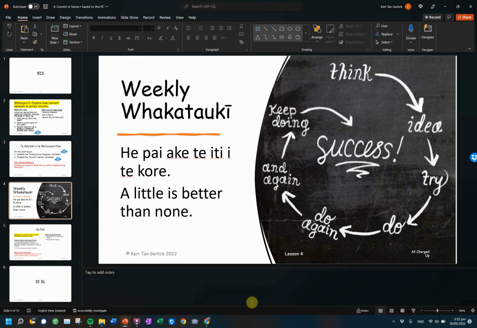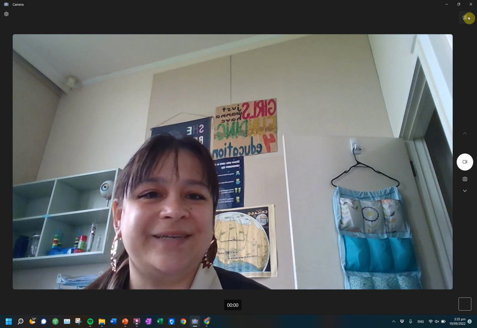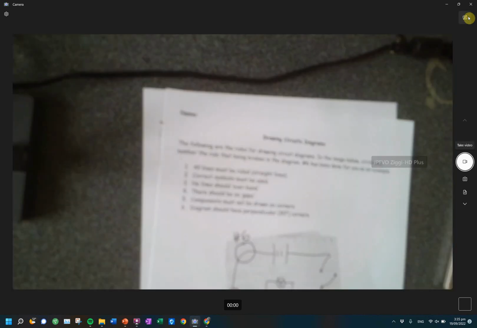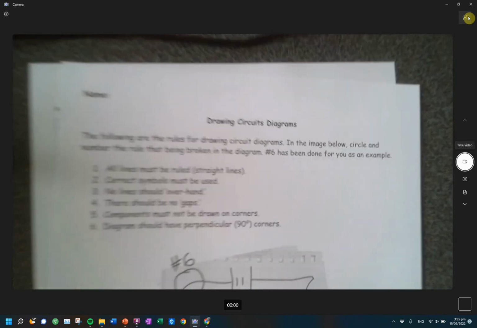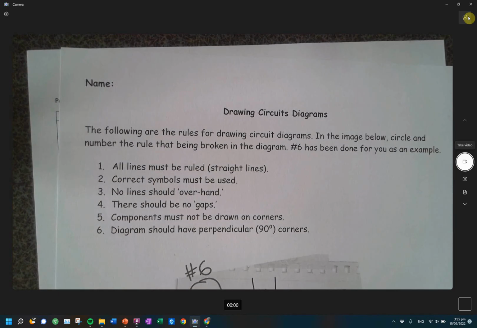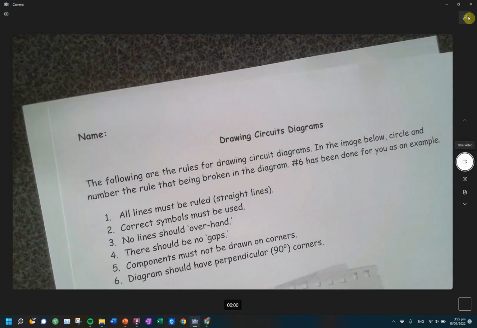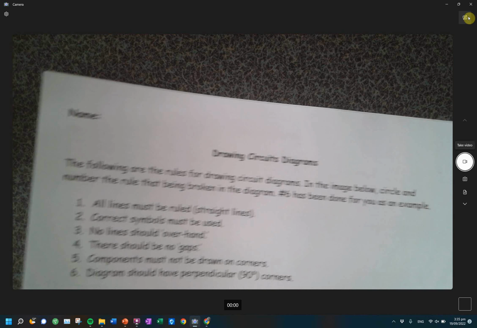All right, so let's first look at the worksheet. This first worksheet is listing out the rules for drawing diagrams. First thing I need you to do is write your name down here, so that when the reliever collects it, I know who has completed what.